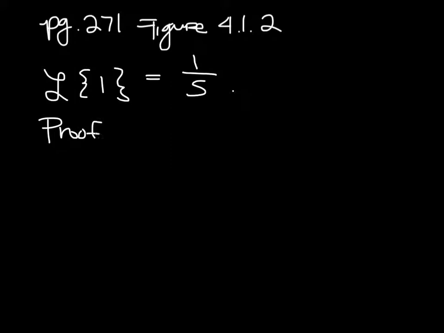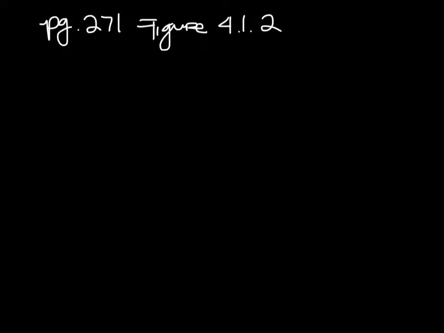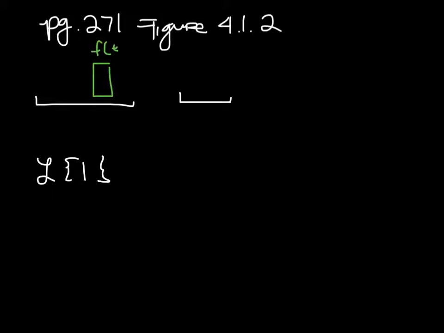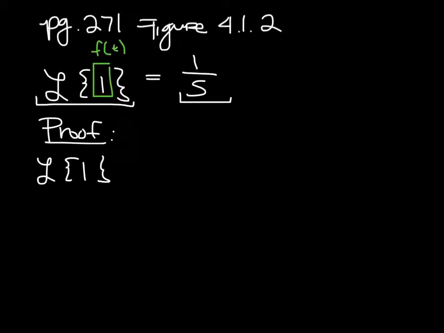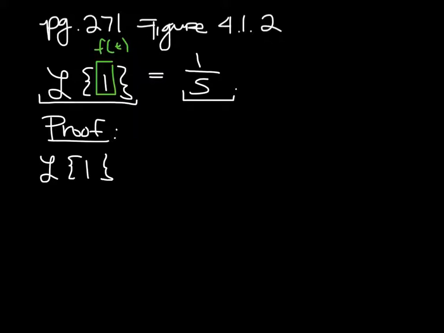So this is a proof. We have the left-hand side, and we want to prove that it's equal to the right-hand side. We have the Laplace transform of our f of t. Our f of t is this guy right here, which happens to be a constant function. By the definition of the Laplace transform, we have our improper integral: the integral from 0 to infinity of e to the negative st times our f of t, but our f of t is just 1 in this case, so it's very nice.